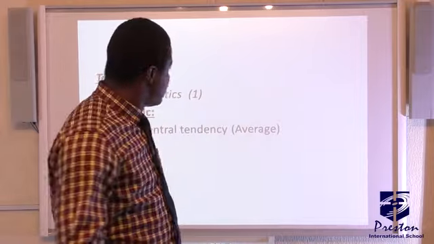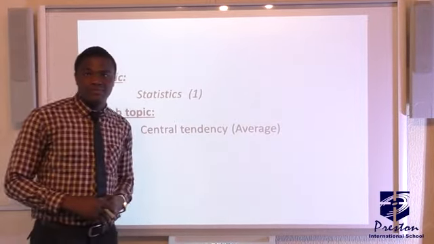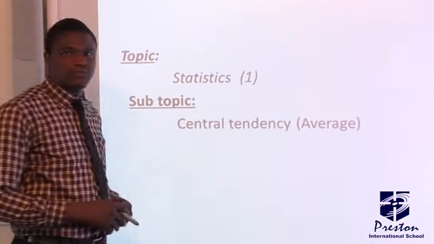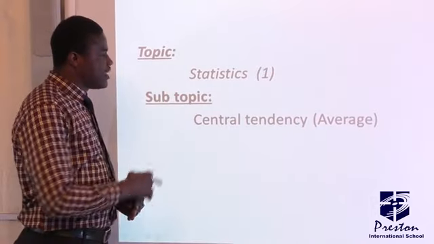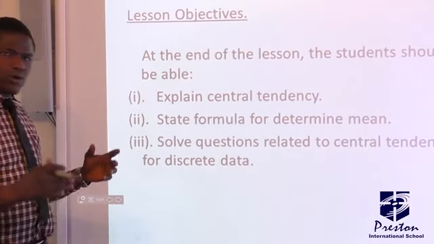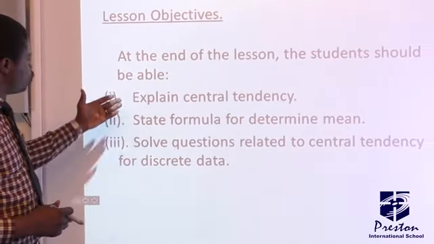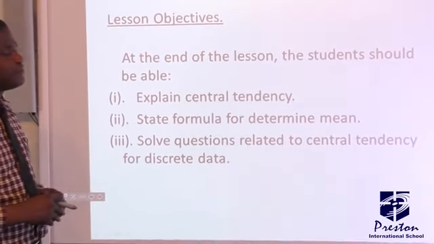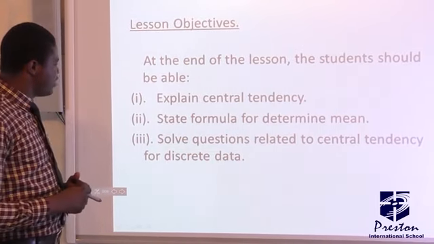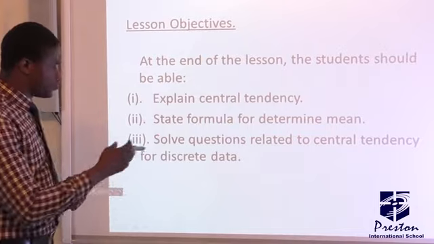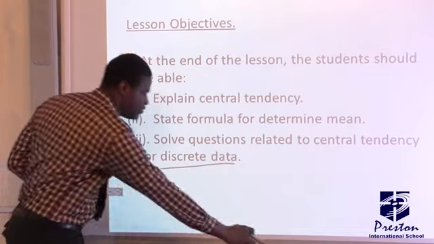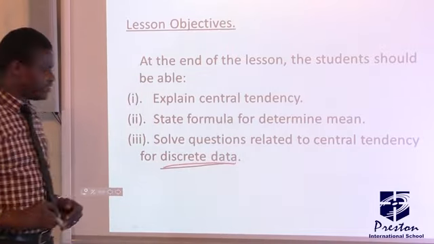Good day, students. We are continuing in our revision class, and today we are going to revise Statistics 1, and we are going to consider central tendency, that is average. I believe at the end of this lesson, you should be able to explain central tendency, state the formula for determining mean, and finally, solve questions related to central tendency for discrete data. Discrete data. Take note of that.